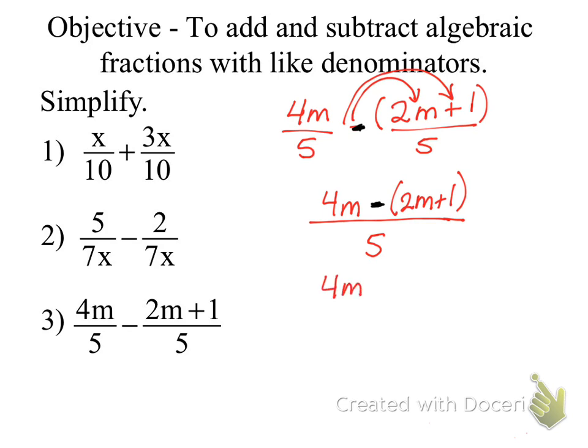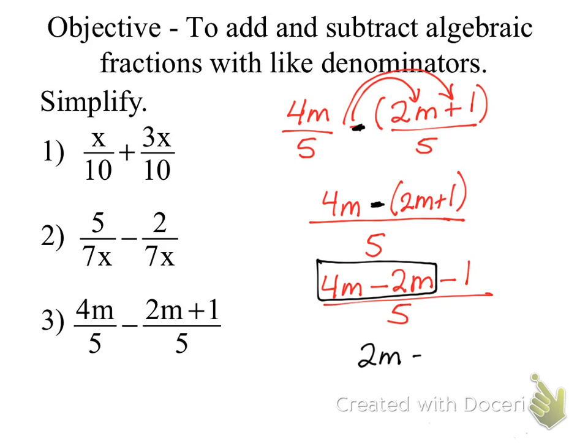Now what? Somebody? Go. Minus 2m minus 1 all over 5. And then we simplify in the numerator. I have 2 like terms. So that becomes 2m minus 1 all over 5. Is there any cross canceling? Nope. Okay, can I move on?